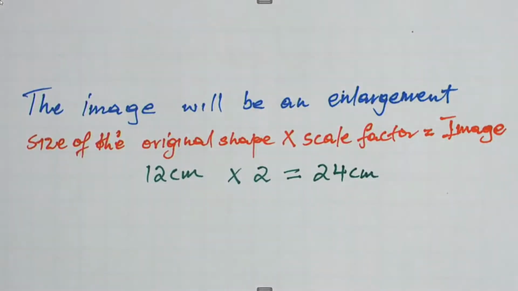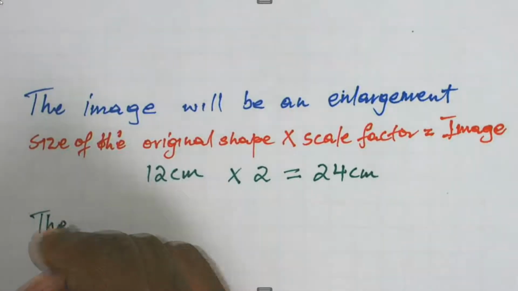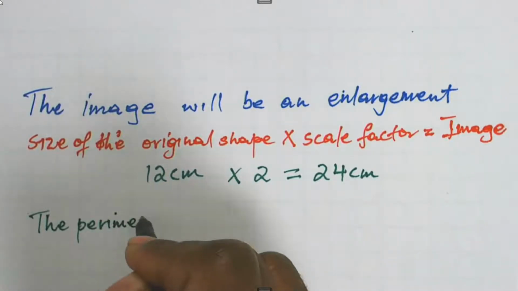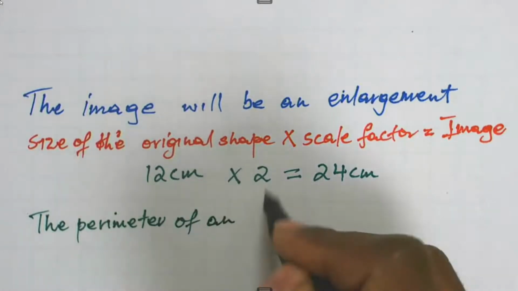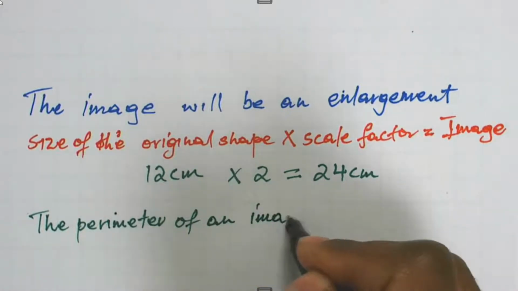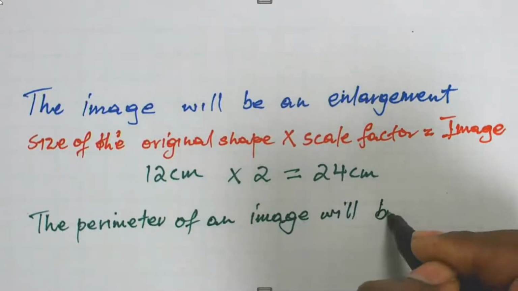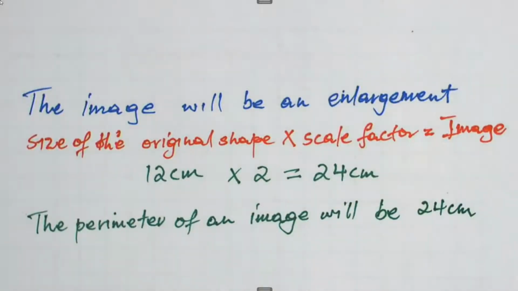Therefore, let us do our concluding statement. So the perimeter of an image will be 24 centimeters. The perimeter of an image will be 24 centimeters.